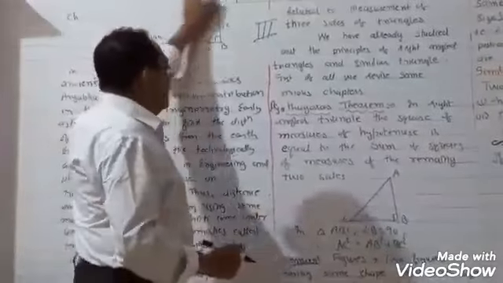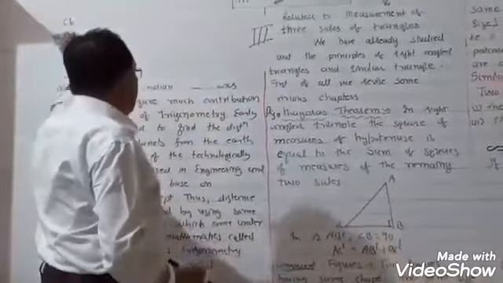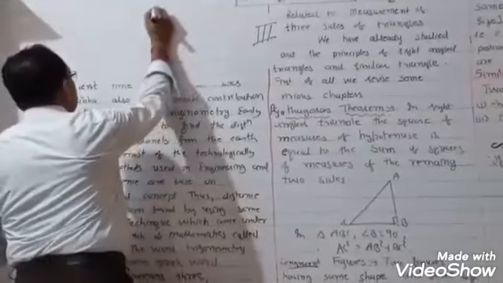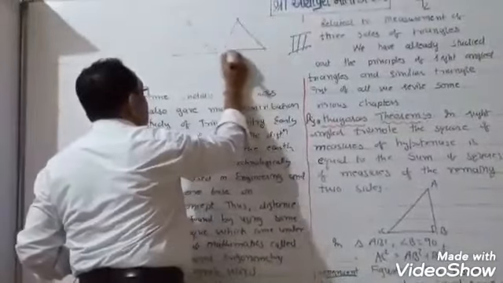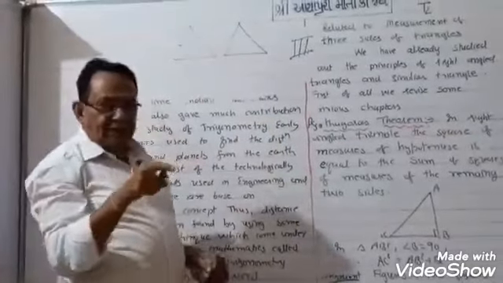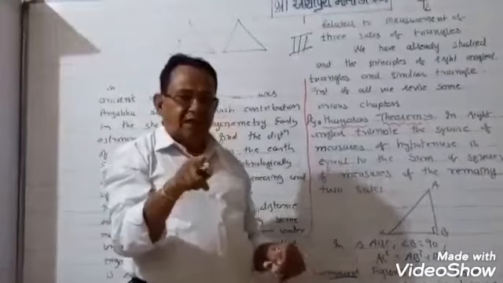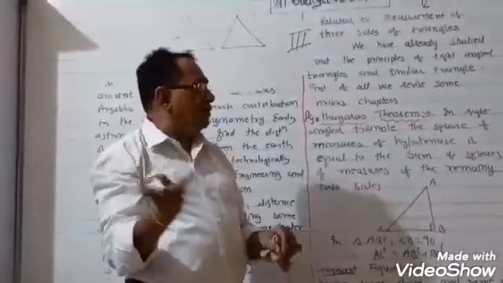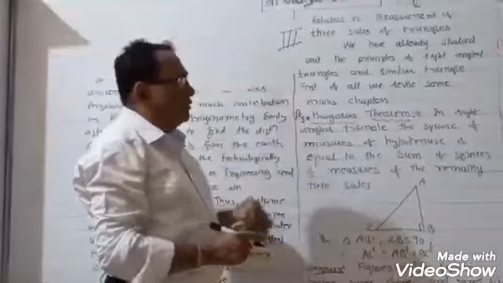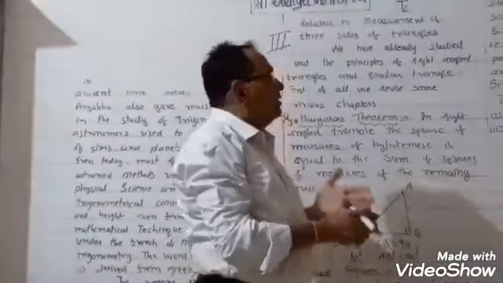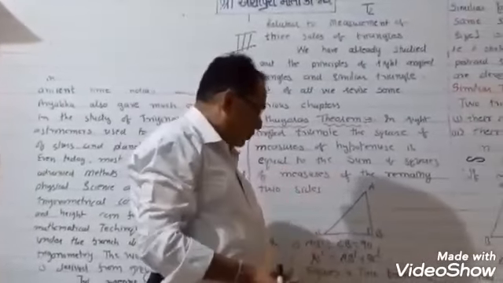Now in triangle ABC, how many parts does the triangle ABC have? 6 parts, 3 angles and 3 sides. If the corresponding 3 angles and corresponding 3 sides are congruent to each other, then these two triangles are known as congruent triangles.